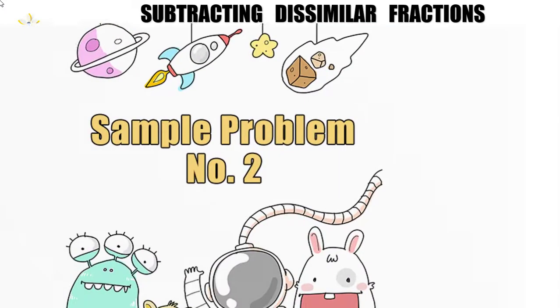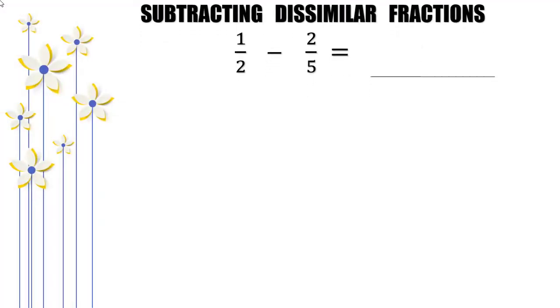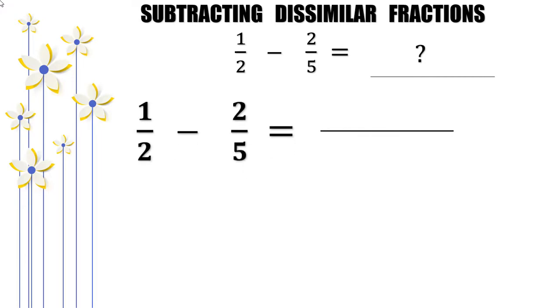Sample problem number 2. 1/2 minus 2/5. First, we get the LCD of 2 and 5. That is 10. We write a fraction bar on the right side of the equation with 10 as denominator. Second, we focus on the first fraction. Next we do the following. Divide the LCD by the denominator. That is 10 divided by 2, giving us 5.